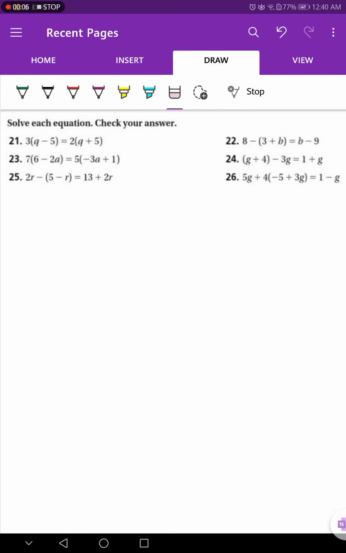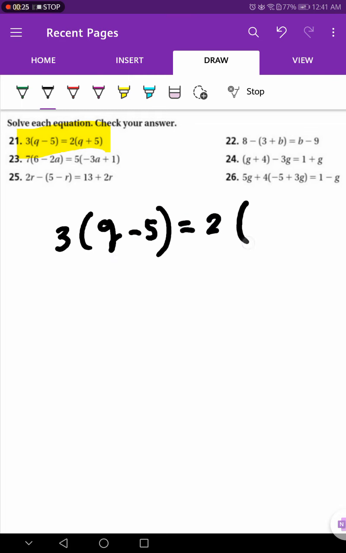Our lesson today: solve an equation with variables on both sides. Solve each equation and check your answer. Question number 21 here: 3 multiply (q minus 5) equals 2q plus 5.